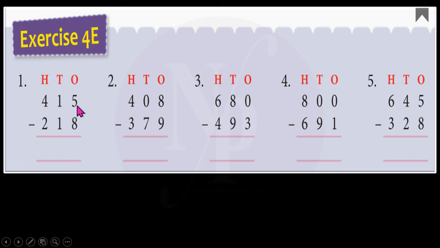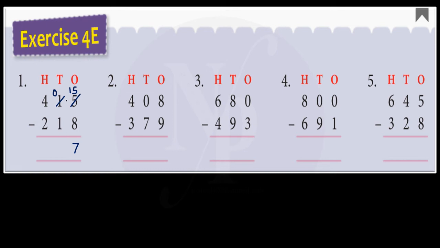We have to regroup. So what we do now is we make the 1 ten in tens column as 0 tens, and we borrow 1 ten to the ones column. It becomes 10 ones. 10 ones and 5 ones together becomes 15 ones. On subtracting 8 ones from 15 ones, we get 7 ones. Here subtracting 1 ten from 0 tens is not possible.